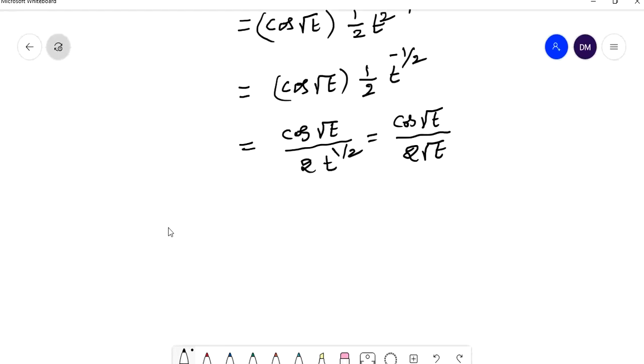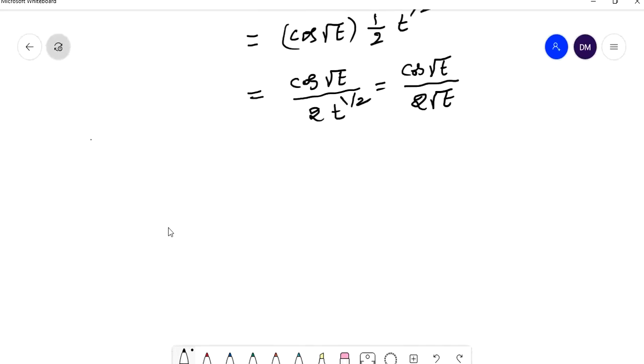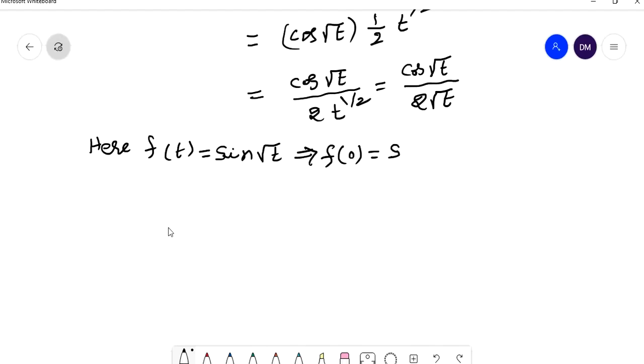What is f of t here? Here f of t is equal to sin root t. So from this, what is the f of 0 value? F of 0 value is sin 0, which means 0.